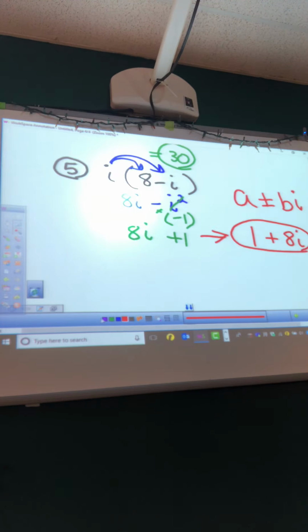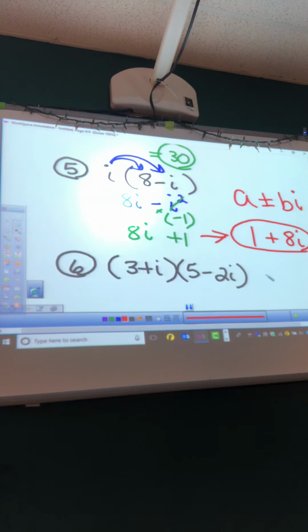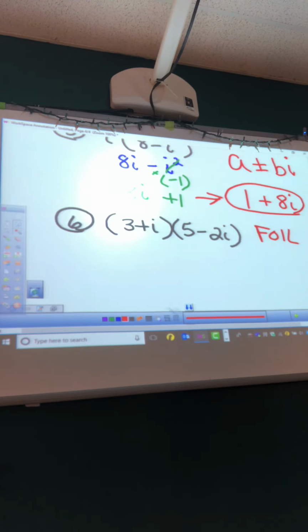All right, example 6. We might have a complex number times a complex number. This is going to be a FOIL. Does everybody remember hearing those? Double distribution is what I like to call FOIL. But we start with that first term. So this 3 times the first term of 5 is really what when we multiply? 15. Whoops, 15 I heard, correct.